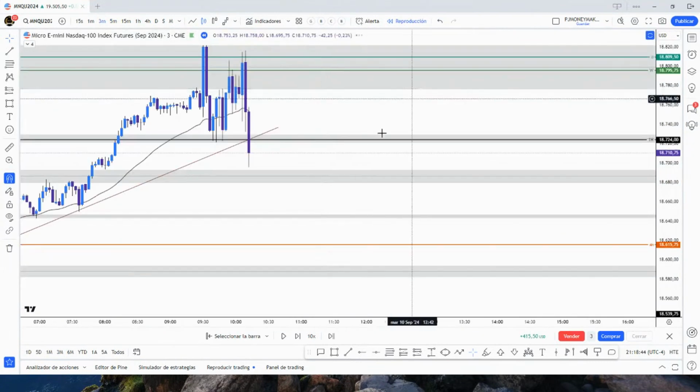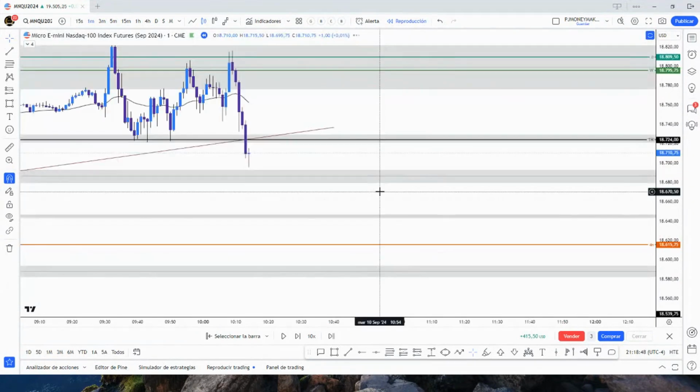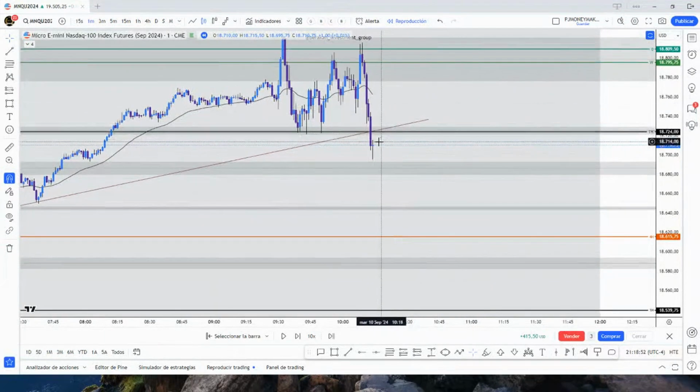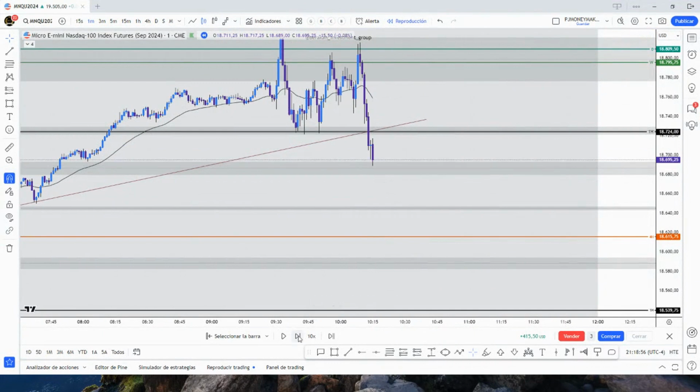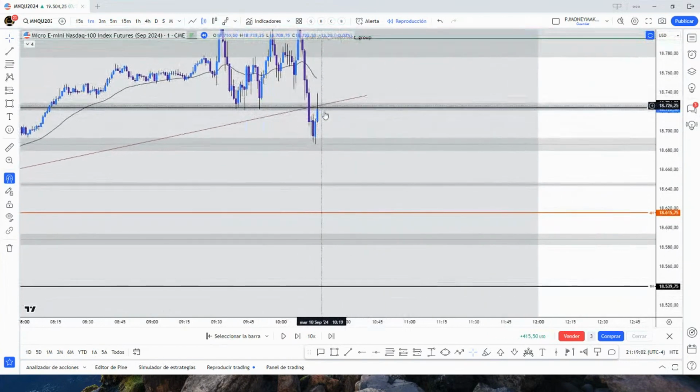Let's see what we can have. Still nothing. Let's see 1 minute. Oh, okay. We got something here. So we need the retest here. Let's see. We're gonna have it. There you go. Okay, so now we need engulfing. Something engulfing.